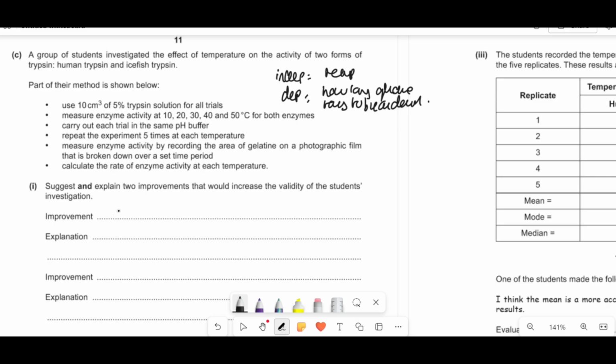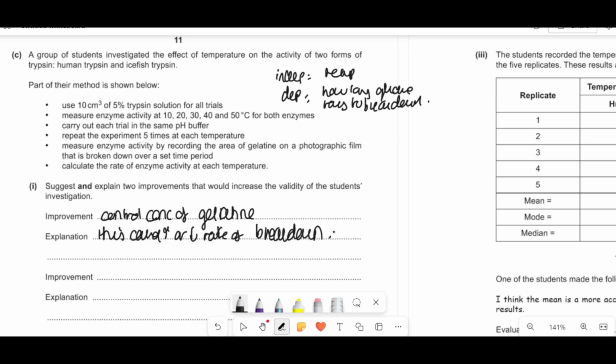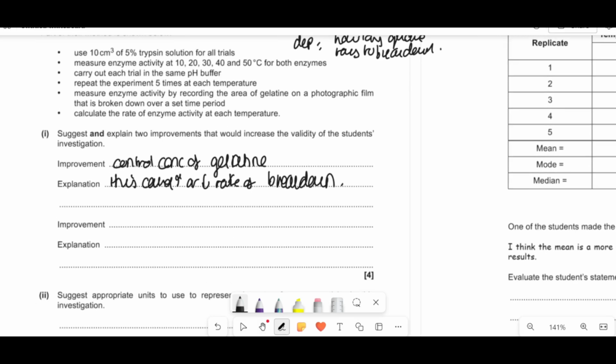So one thing you could do is control the concentration of the gelatin that's been used within the area, because otherwise this could increase or decrease the rate of the breakdown, because it's an enzyme we're dealing with. Right? Other things we can also do is, for example, let's say I get a very fast one here at 40. I don't know if it was 36, 37, 38, 39. So what I could do is I could use smaller intervals.